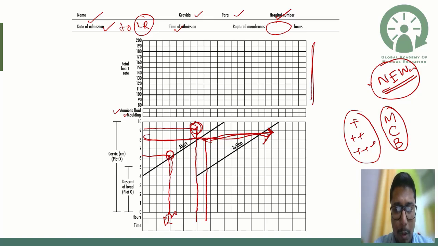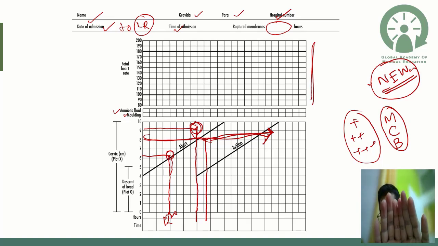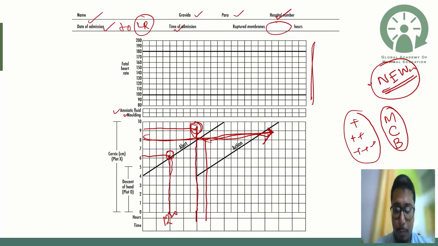There are two small boxes for amniotic fluid and molding. Molding can be written only as plus, plus plus, and plus plus plus. Plus is when the fetal skull bones are just apposed, with no gap between them. Plus plus is when they override but can be pushed back to their place, and plus plus plus is when they override and even with pressure cannot be pushed back to their original position. I hope you all know that.